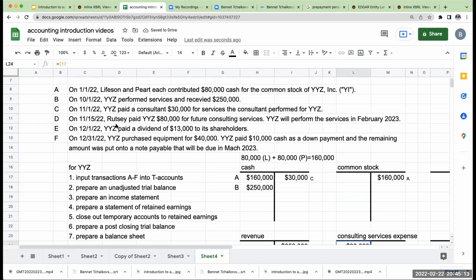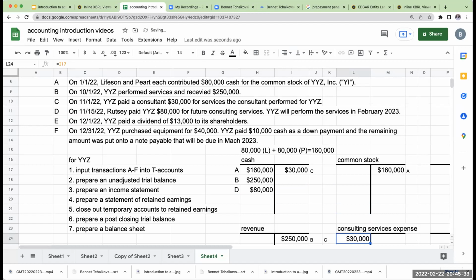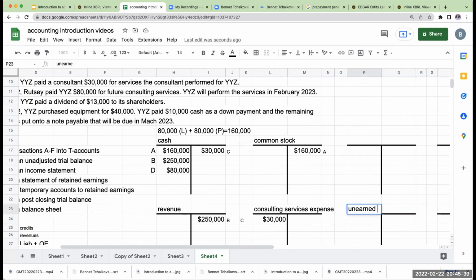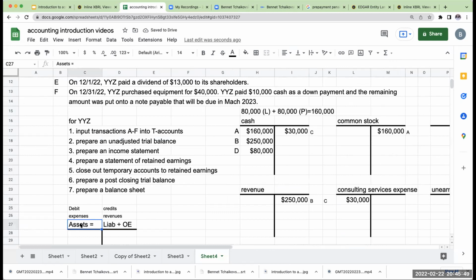Let's take a look at letter D. On November 15th, Rutsy paid us $80,000 for future consulting services. I will perform the services in February 23. Now, I haven't performed them yet, but I'm getting the cash. So over here, I'm going to debit cash for $80,000. I do not credit revenue. I'm going to credit an account called unearned revenue, which is a liability, meaning that I have an obligation to perform those services later.